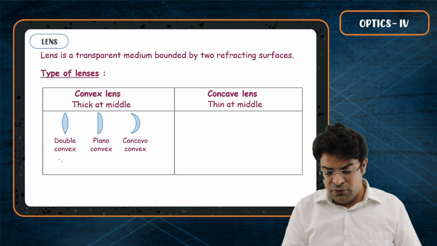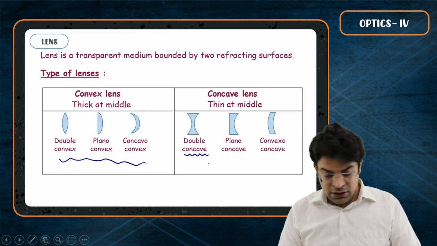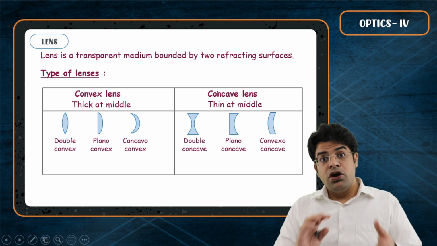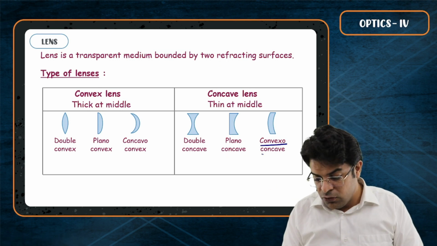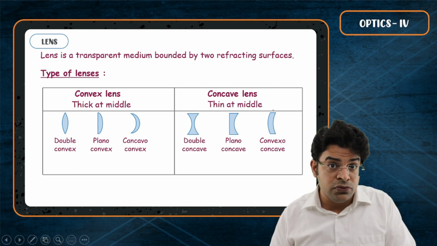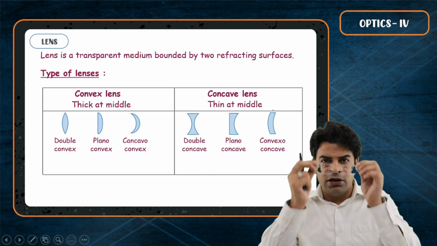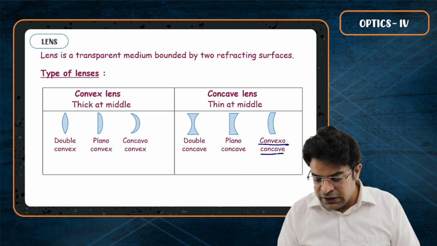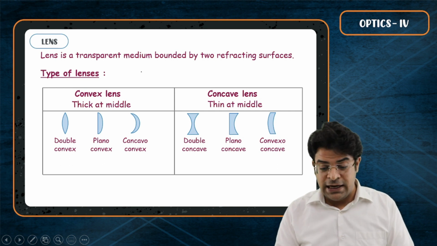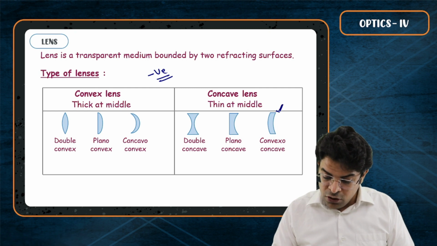Now, similarly, we have multiple types of concave lenses. There is biconcave, double concave. There is plano concave, one side plane, one side concave. And there is convexo concave. Do you guys know that convexo concave lenses are the most commonly used type of lenses? The type of glasses I am wearing right now are nothing but convexo concave lens. If any child watching this video wears specs and has negative power, then they must be wearing convexo concave lens.